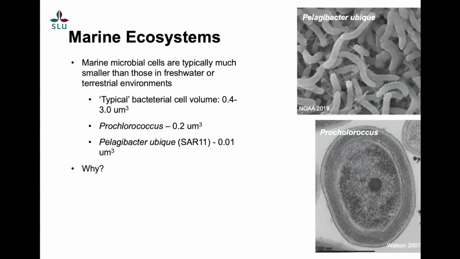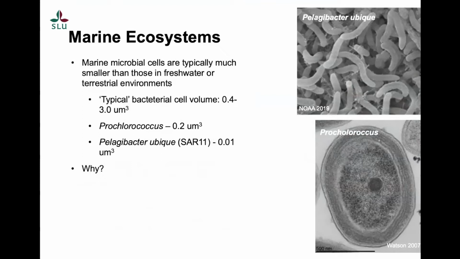Again, the thing about marine ecosystems and the cells that live there is, especially in the pelagic zones, the cells are very, very small. For example, your typical bacterial cell volume, if you're looking at a pathogenic bacteria or another disease-causing bacteria, or even just one that you find that could be anywhere.